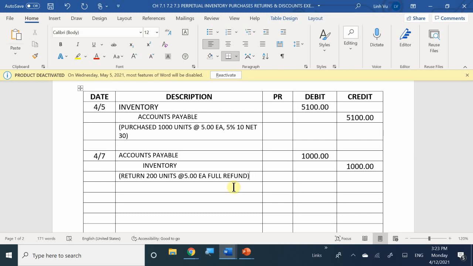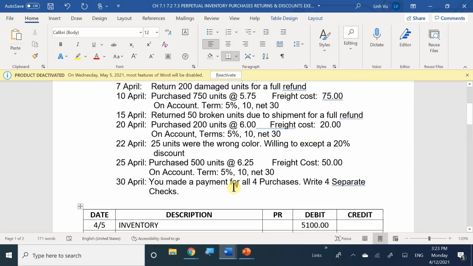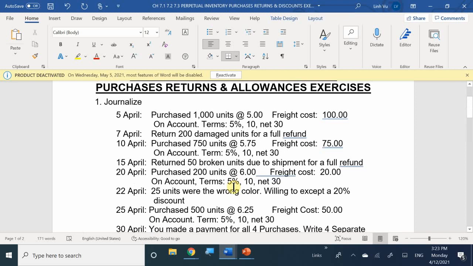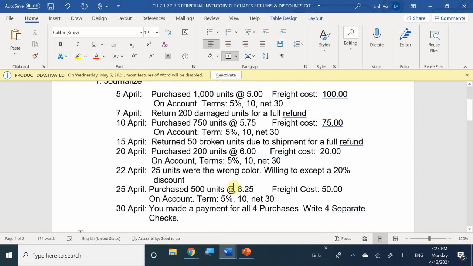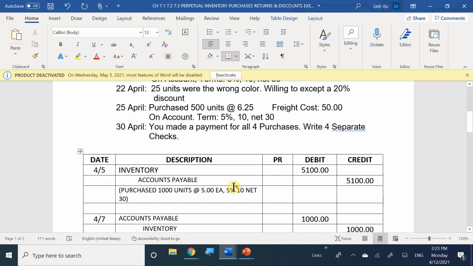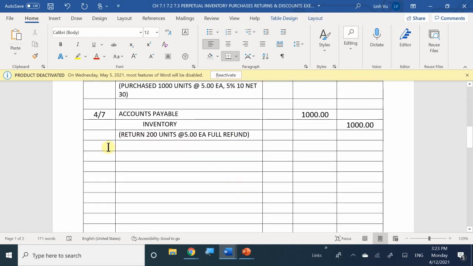Okay? So then, what has happened next on April 10? For 750 units at $5.75 each with a freight cost of 75. So how am I going to journalize this?